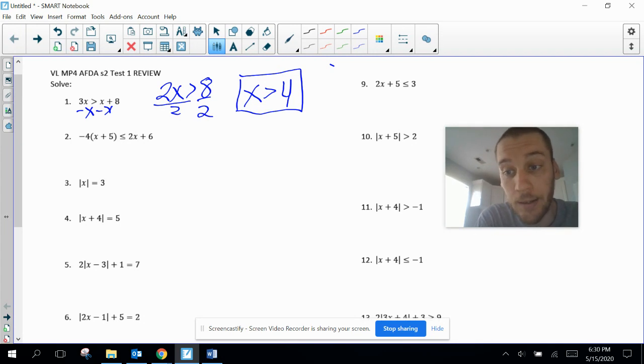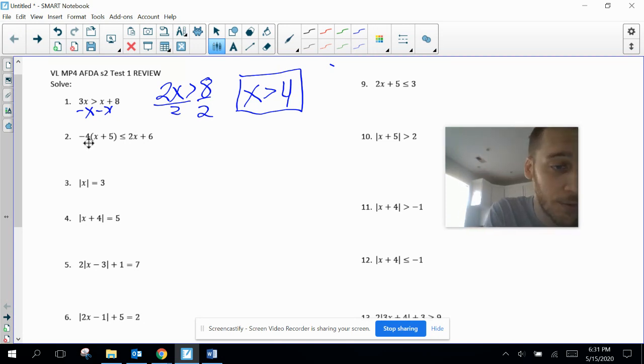It's just like an equal sign, unless you are multiplying or dividing by a negative number, in which case you will need to flip the inequality. So this becomes this, or this becomes this, right? That's only if you multiply or divide by a negative on both sides.